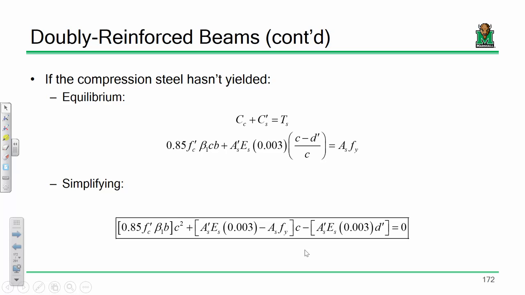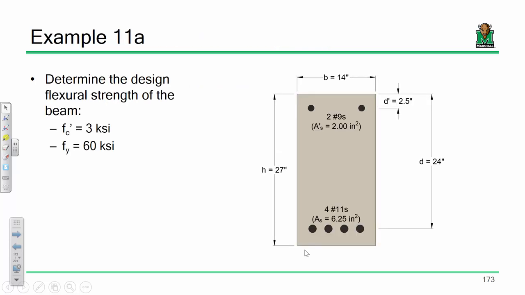If we ever have a situation where the compression steel does not yield, we have to solve this quadratic equation to determine the neutral axis. Where is that neutral axis c such that equilibrium is attained? And the calculation might seem a little mysterious, but once you take that value of c and back calculate what your forces are, you'll see that equilibrium is met and it's all pretty straightforward. So far, so good? Okay, so here's the example we were working on last time.